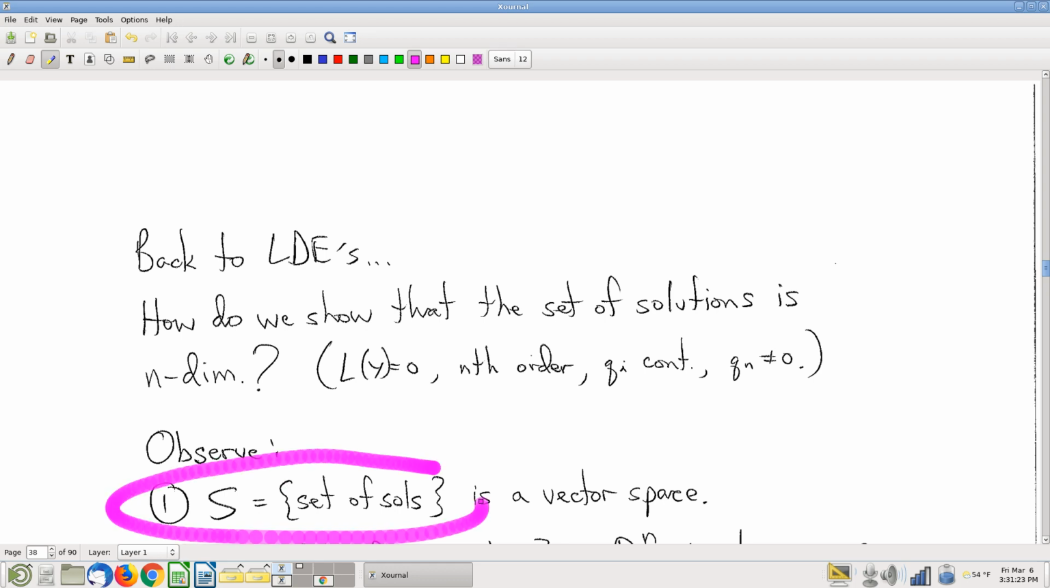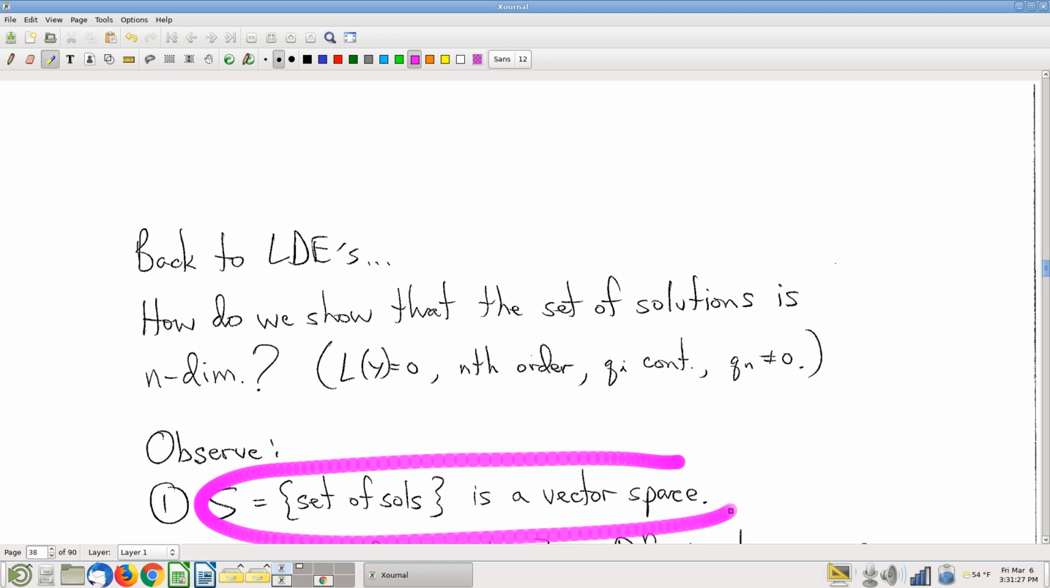First observation. The set of solutions is a vector space. Old news, we established this before. It's a subspace of Cn, one of the first things that we proved back in Chapter 4.